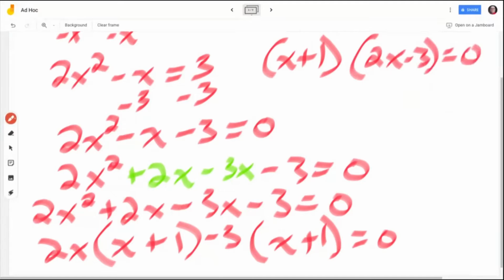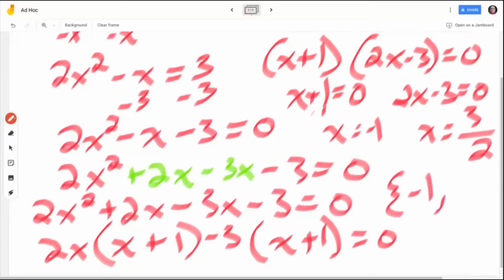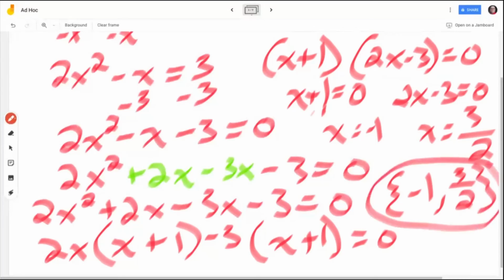So now we can apply the zero product property. Either x plus 1 is equal to 0 or 2x minus 3 is equal to 0. Solve those up, subtract 1, get x is equal to negative 1, and here we'll get x is equal to 3/2. And so my solution set for this quadratic equation will be negative 1 and 3/2. And that's how to solve a quadratic equation by factoring.